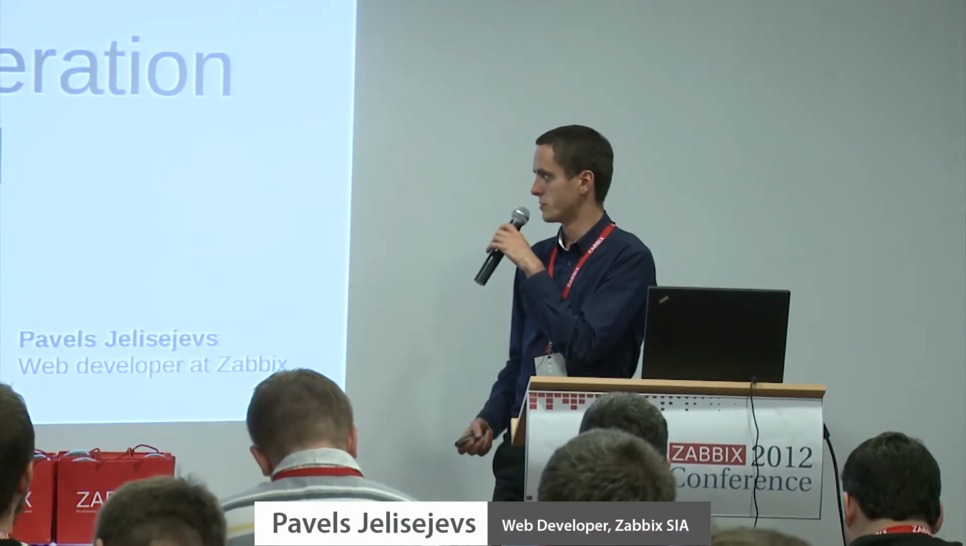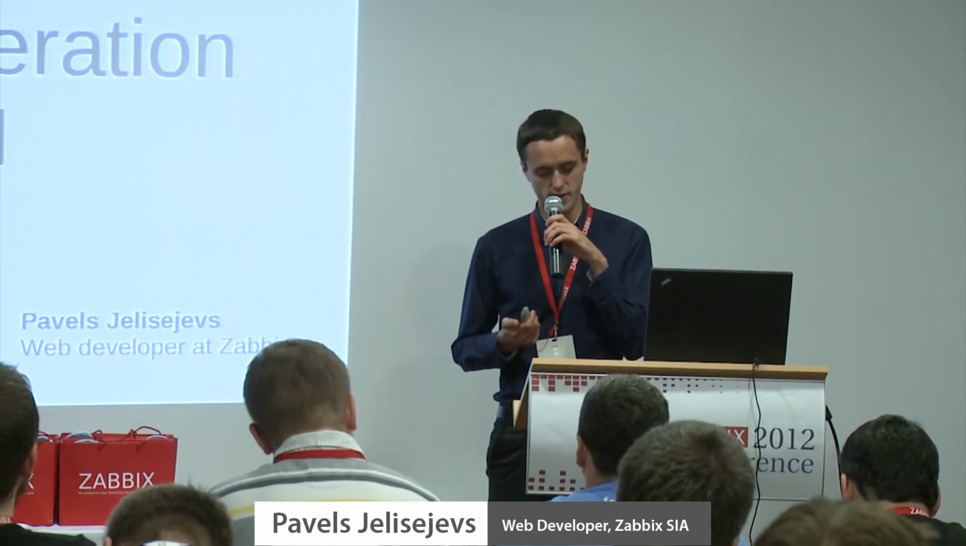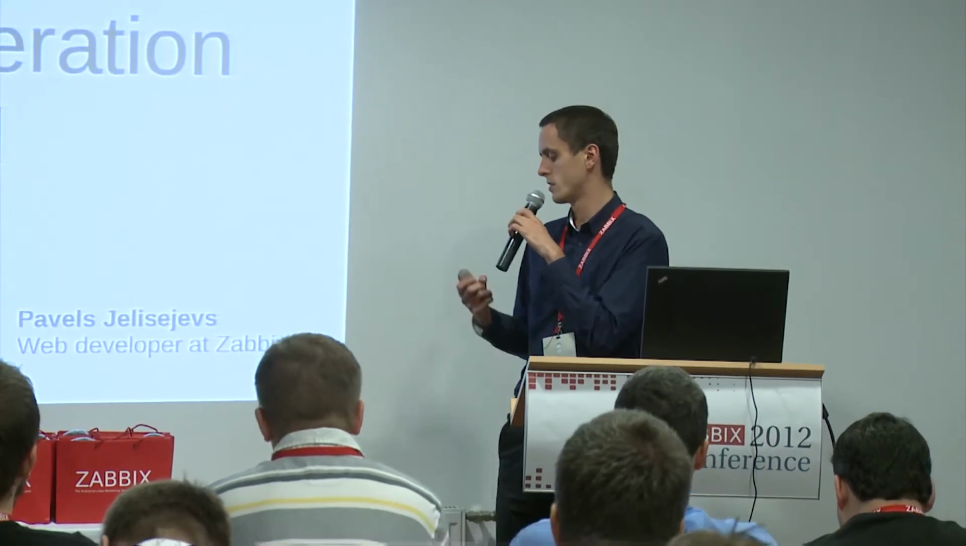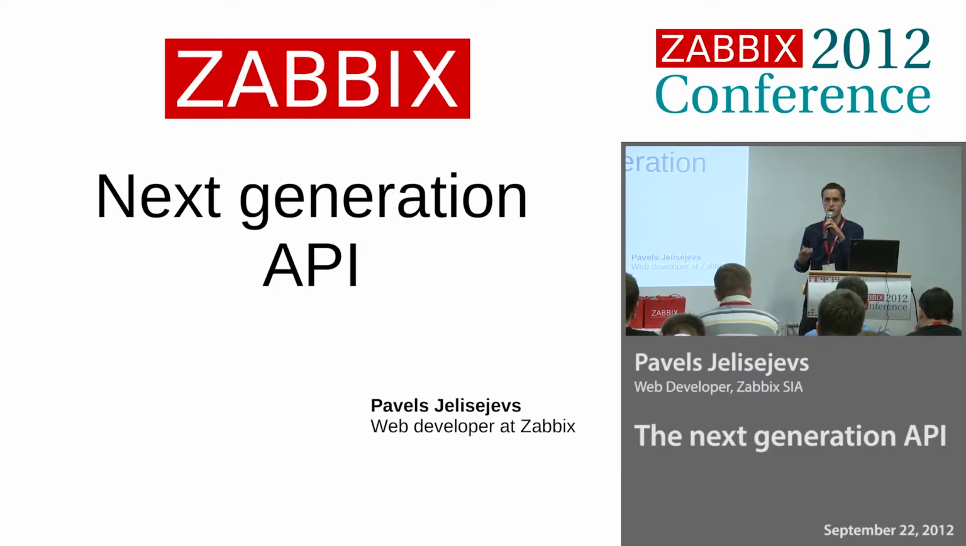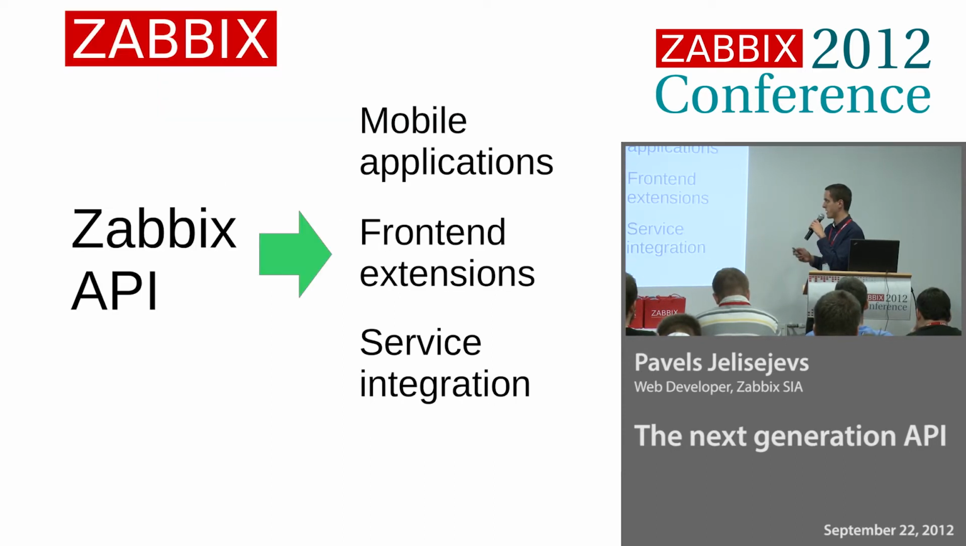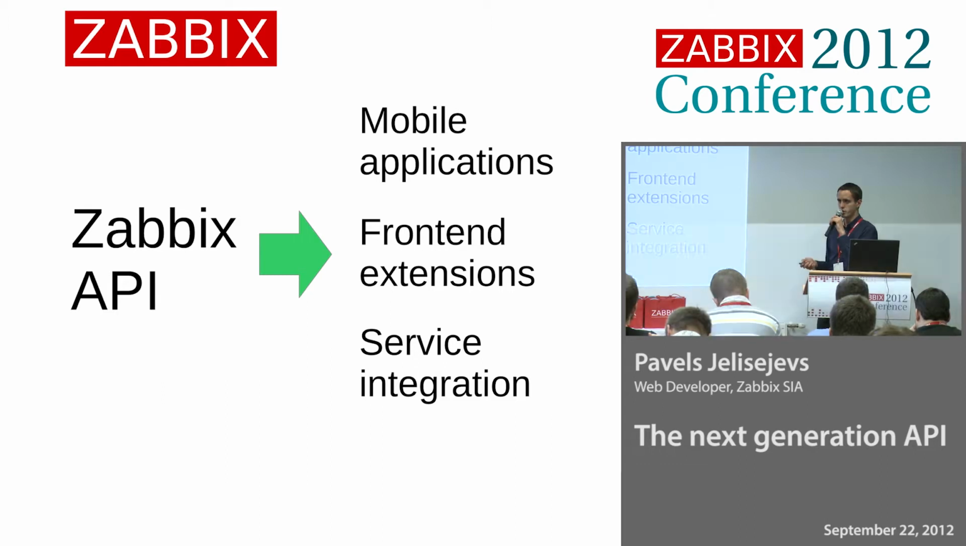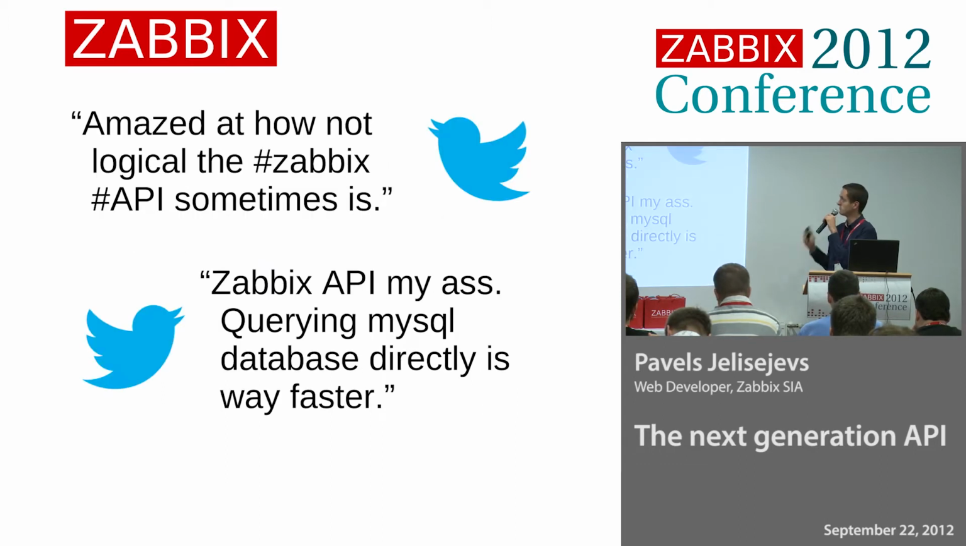Before we actually started doing this presentation, we at Zabbix have spent a considerable amount of time gathering feedback and analyzing how the API is used. We received a lot of positive feedback. So we saw how Zabbix API is used to develop mobile applications, to extend the front end, to integrate Zabbix with other third-party services. Well, sadly, we also received our share of negative feedback.